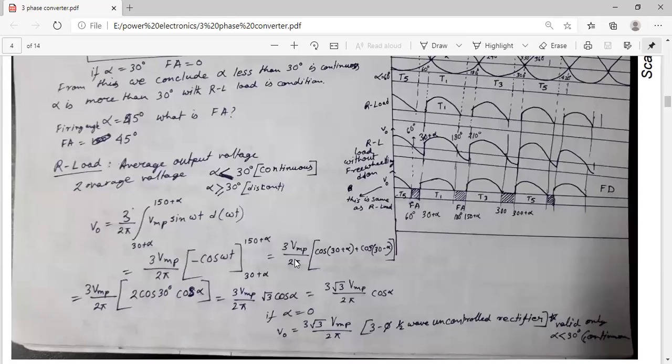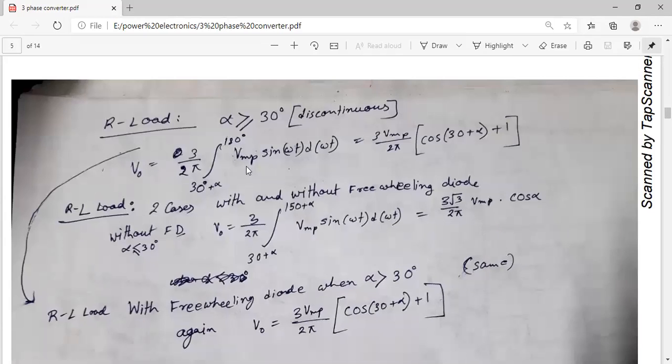One is continuous conduction, another one is for discontinuous conduction due to alpha greater than 30 degree. Now for RL load there are two cases, with and without freewheeling diode. Without freewheeling diode, alpha is less than or equal to 30 degree. So 3 by 2 pi, integral from 30 degree plus alpha to 150 degree plus alpha, Vmp sin omega t d omega t. So you'll get this value.